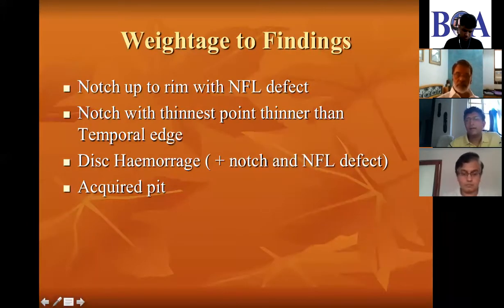And there is a big list of changes which are described. But the most important point I would like to make in this talk is, what weightage do you give to these findings? The first is the notch which goes up to the rim. A small notch, as I showed in the first photograph, is just a little thinning, but it is not going up to the edge of the rim. With a nerve fiber layer defect, such a defect is very specific for glaucoma, and it has to be kept in mind and should put the patient straight away in the disc suspect category.